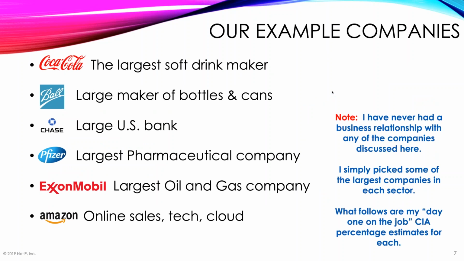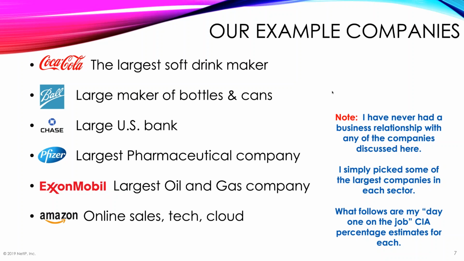Now, I needed some companies to use as examples here. Nothing special about these companies. They're just some large, pretty well-known companies. Coca-Cola, the largest soft drink maker in the world, obviously. We'll talk more about Ball when we get to them, but if you're familiar with them, they're a very significant company in their industry sector, the largest in their industry sector. Chase, a large U.S. bank, obviously. Pfizer, the largest pharmaceutical company. Exxon Mobil, the largest oil and gas company. And I think you might have heard of Amazon. They do some online sales a little bit. They also do some tech, some cloud, some things like that. Like I say, I needed some companies to use as examples. These are the ones I happened to choose, okay?